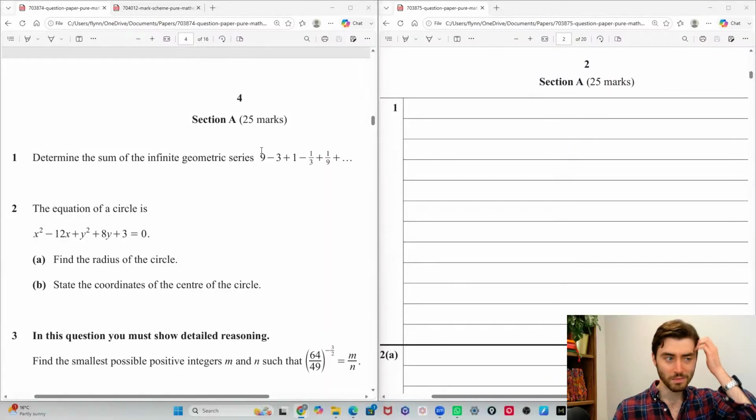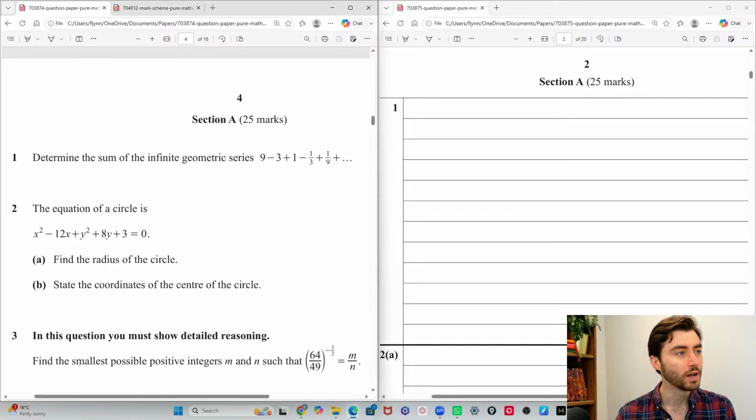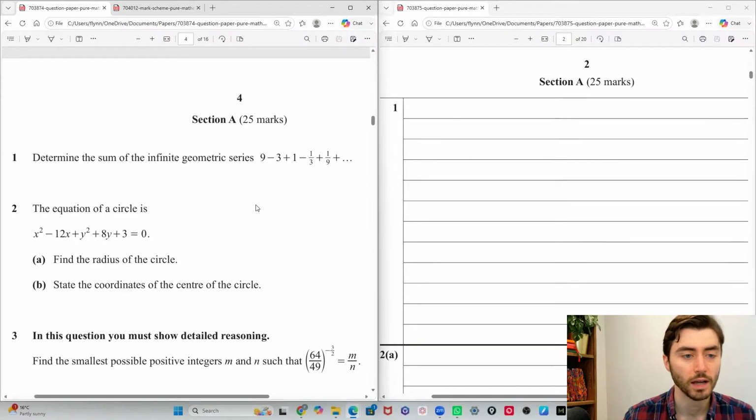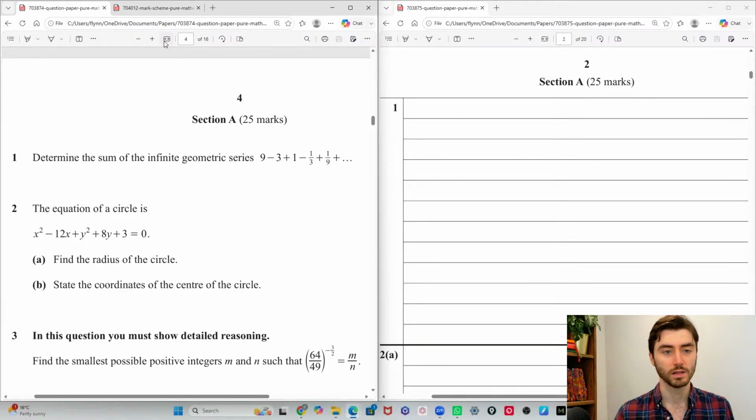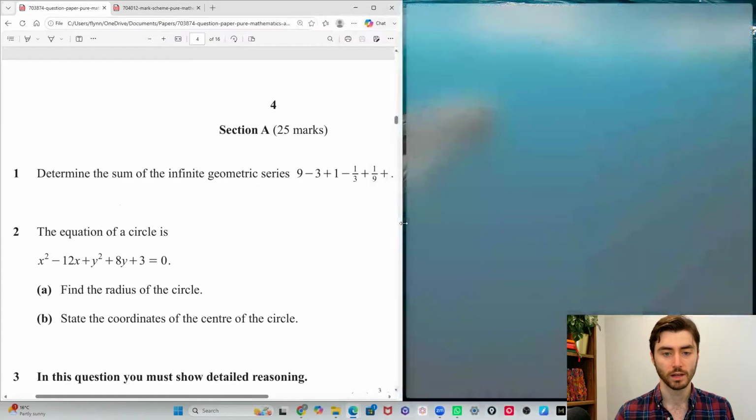Apologies for the slightly delayed start as well. I was having some problems with the emulator software for the calculator that I can bring on the screen. But I seem to have got it sorted, so hopefully everything should be fine. Now, all right, let's just launch into it. I'm not going to time it, because I think with the OCR MEI, I've tended to be okay in the past in terms of timing. But let me just launch into it.